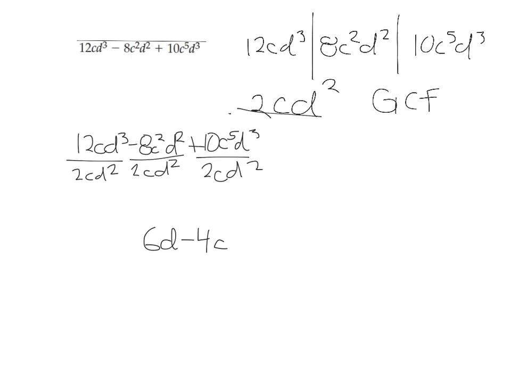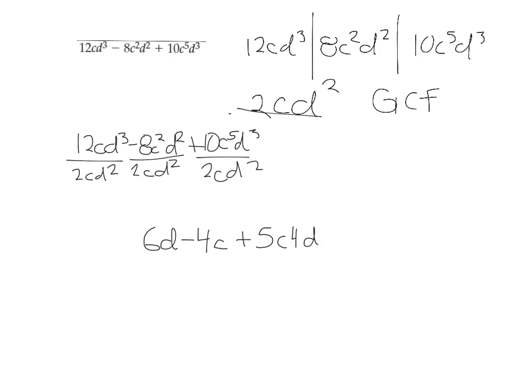Then I'll go to the next monomial in this trinomial. That's 10 divided by 2, and that gives me a positive 5. C to the 5th divided by c means I bring the 1 up in subtraction, so that gives me c to the 4th. And you can see that I have d to the 3rd divided by d squared. I'm just going to subtract the exponents, so I bring the 2 up, it becomes subtraction, and it gives me d to the 1st power.